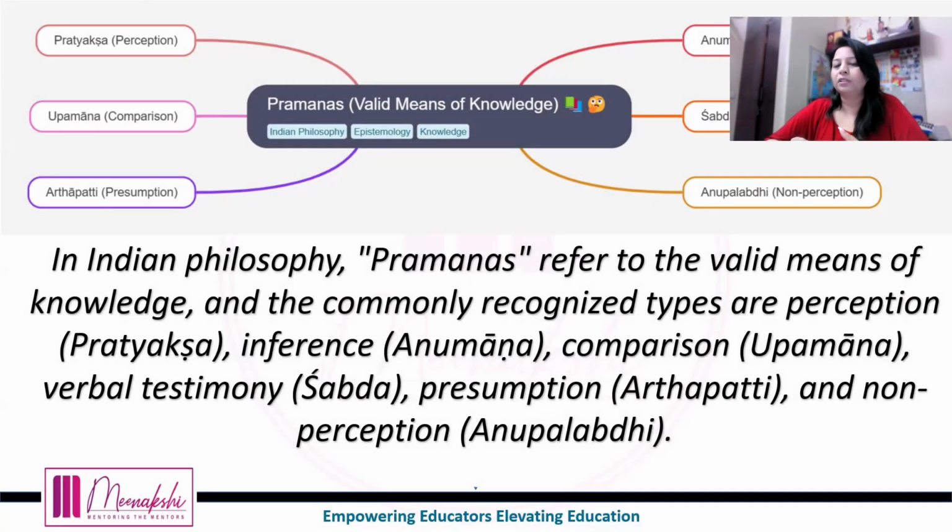In Indian philosophy, pramanas refers to the valid means of knowledge, as is visible in the mind map also, as you can see here. And they are commonly recognized as the types of perception, right? How we receive the information, right? We will be talking about all these 6 types of pramana that are there in the mind map too. We will be discussing all these things in detail.